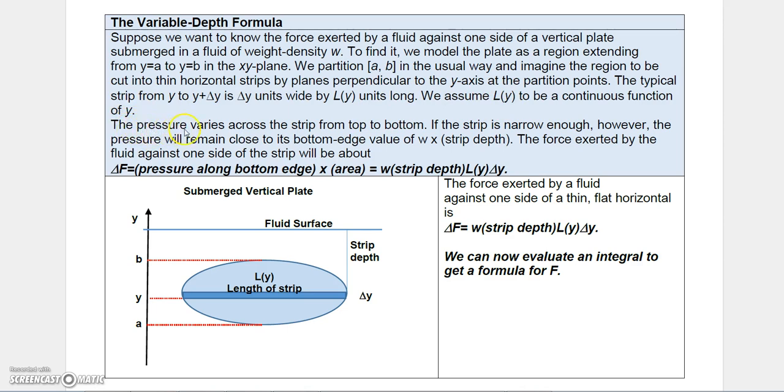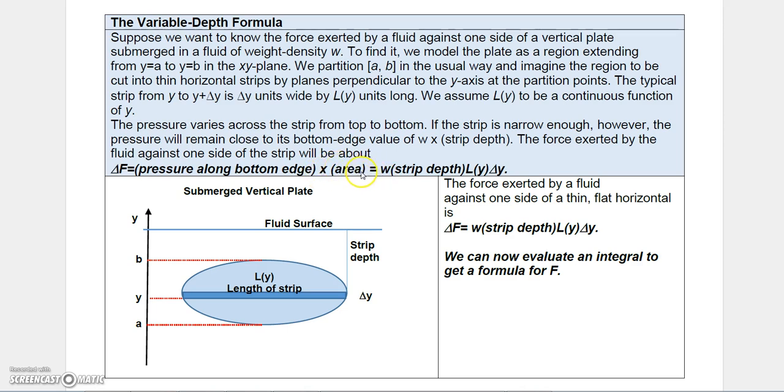Now the pressure actually varies across the strip from the top to the bottom. So the pressure here would be different here, here, here, and so forth. If the strip is narrow enough, however, the pressure will remain close to its bottom edge value of W times x, the strip depth. So the force exerted by the fluid against one side of the strip will be about the pressure along the bottom edge of the strip times the area of the strip.